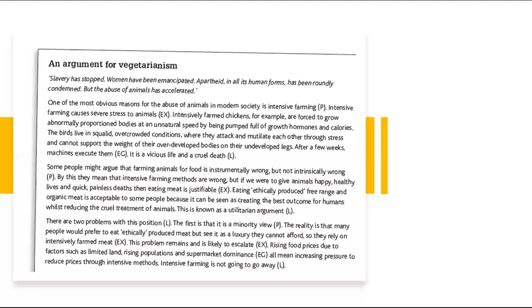Rising food prices due to factors such as limited land, rising populations and supermarket dominance, example, all mean increasing pressure to reduce prices through intensive methods. Intensive farming is not going to go away. We link again. So you can see how there is a through line of thought for each paragraph. It's linear, it makes sense, it's fluent, but it is keeping to that idea of make a point, explain your point, give an example, make the link.